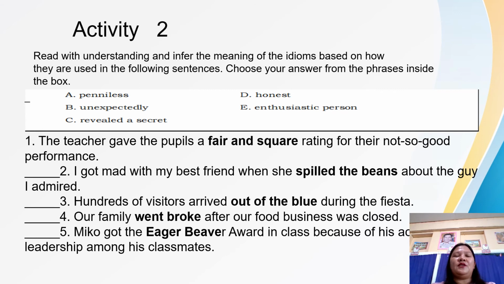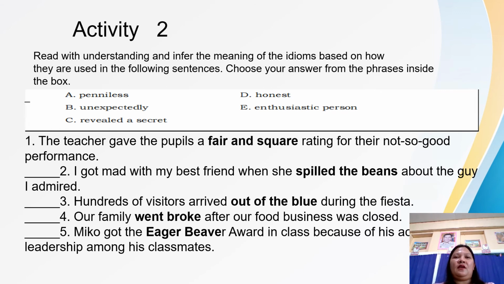Okay, are you done answering the activity? If yes, then we will check your answer. For number 1, fair and square means letter D, honest. Number 2, spill the beans means letter C, revealed a secret.